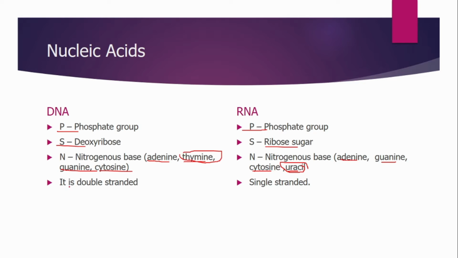Then DNA is double-stranded while RNA is single-stranded. We're going to show this on our next slide. But it's also important to know that adenine bonds with thymine, and cytosine goes with guanine, and in RNA it's adenine with uracil and cytosine with guanine. Let's go to our next slide.